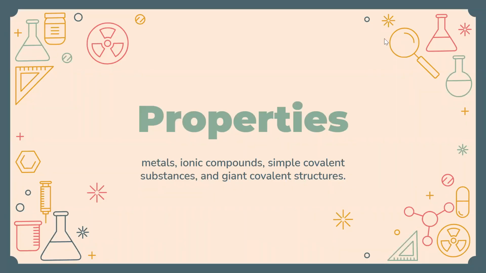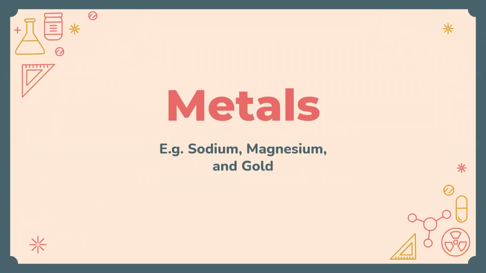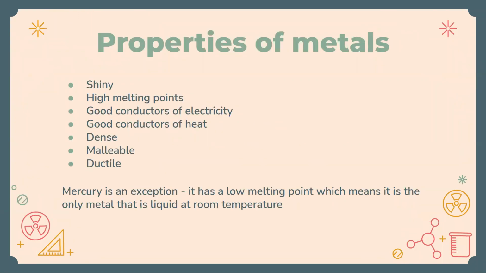This part of the module covers bonding structure and properties. Here we're going to discuss the properties of metals, ionic structures, and both simple and giant covalent structures. Metals are what you'd find in the first three groups of the periodic table, including the large section in the middle. Groups 5, 6, and 7 are the non-metals, and we'll explore how these substances behave and bond to each other. Starting with metals, which includes elements such as sodium, magnesium, and gold.